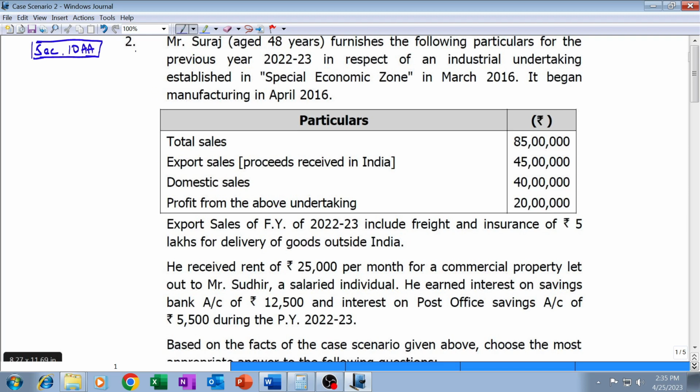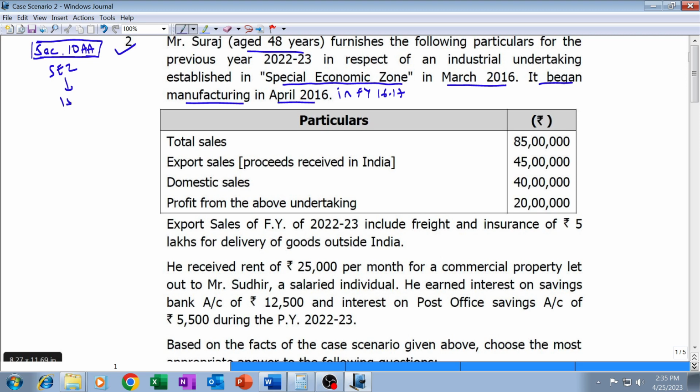Now we have case scenario number 2, which is on section 10AA, Special Economic Zone unit, SEZ. Mr. Suraj, aged 48 years, furnishes the following particulars for the previous year 2022-23 in respect of an industrial undertaking established in a Special Economic Zone, SEZ, in March 16. March 16 it is set up. It began manufacturing in April 2016. That means in financial year 16-17. 16-17 will be counted as the first year.